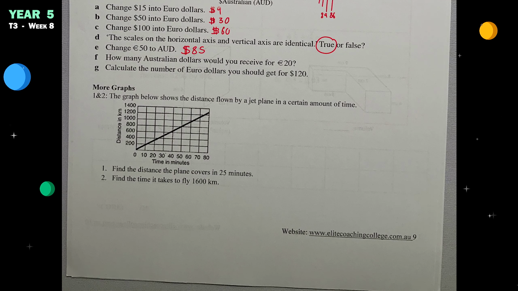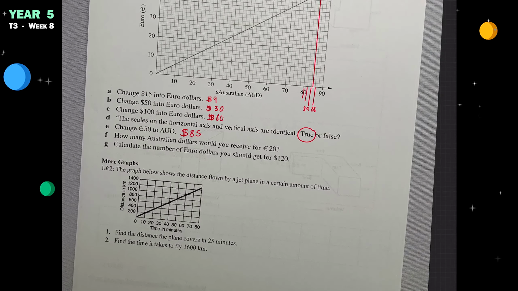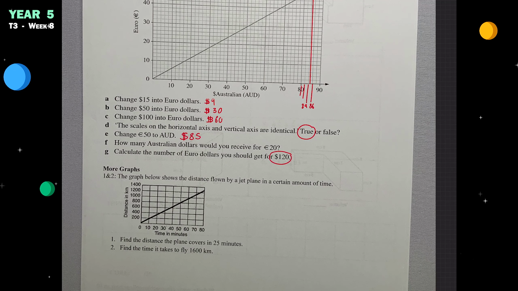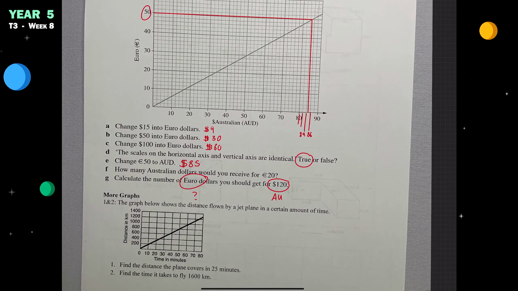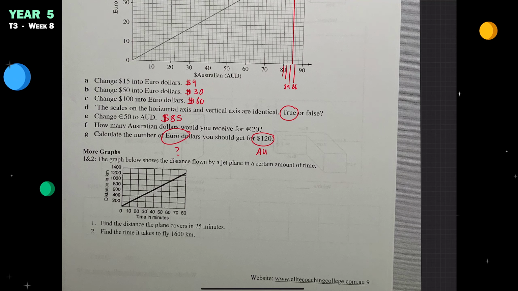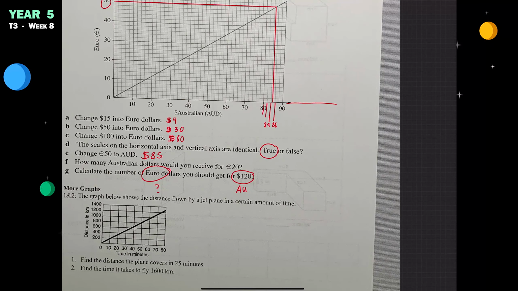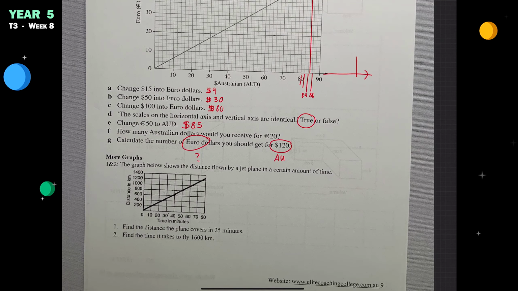Calculate the number of European dollars you should get from 120. So it's asking you, 120 Australian dollars, how many European dollars? Let's see. 120 is off the charts here, so we have to use calculation instead. We can't rely on the graph anymore. Look at this one here. I'm just going to use the previous question to help you do this question.